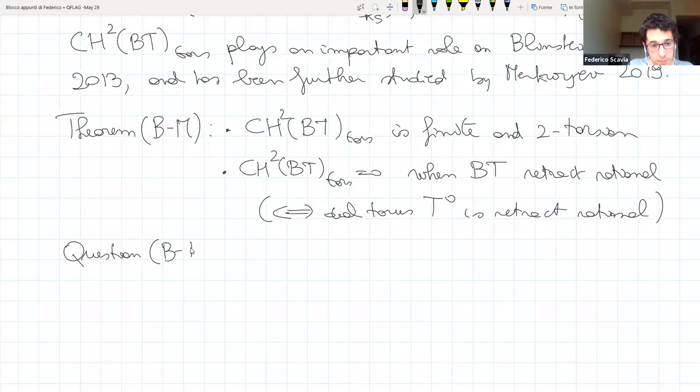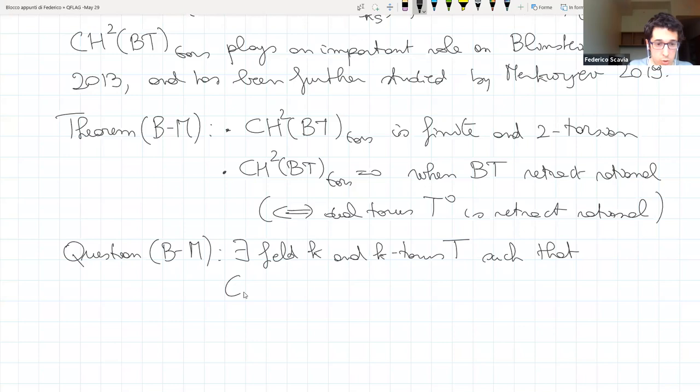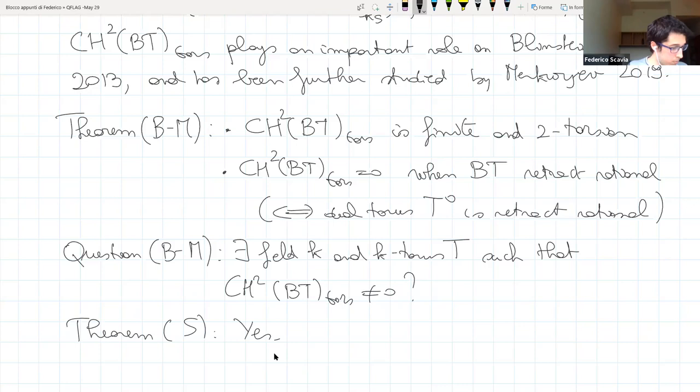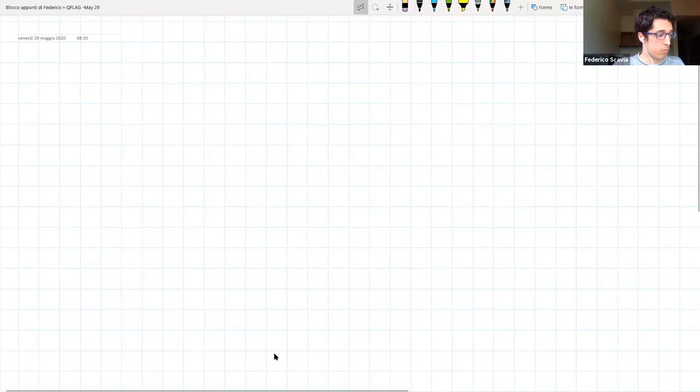The question is: do there exist a field K and a K torus T such that Chow^2 of BT torsion is different from zero? Okay. And so that's all that I want to talk about today: the answer is yes. So this is section 4.